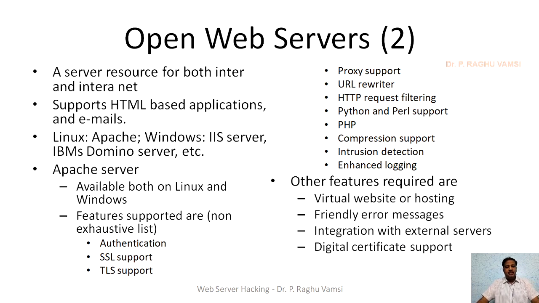Next, there are some other proprietary things like IBM's Domino server, etc. Next is Apache server, which is available on both Linux and Windows. The features supported in Apache server are authentication, SSL support, TLS support, and proxy support, URL rewriting, HTTP request filtering, support for the Python and Perl programming, and PHP support, compression support, intrusion detection support, enhanced logging. That means external intrusion detection systems like Snort and other popular intrusion detection systems can also be attached with this.